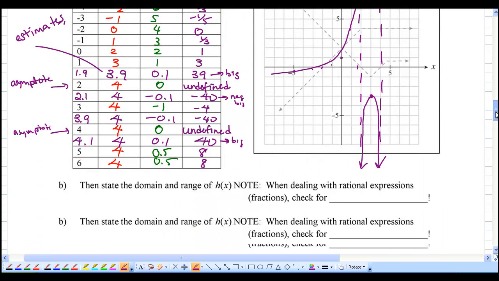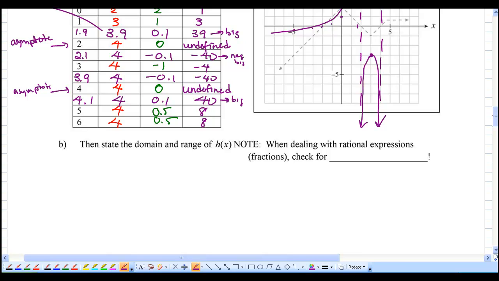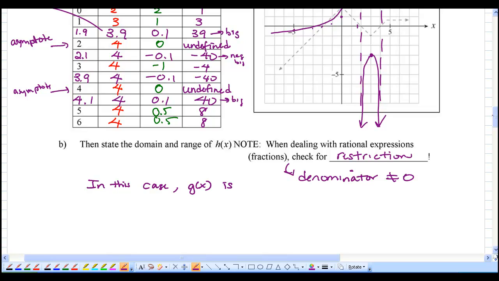Draw those in. And by the way, part B says state the domain and range, and I have a note here. Please don't forget when dealing with rational expressions or fractions, you've got to check for restrictions. And they occur, of course, from where the denominator really cannot be equal to 0. And in this case, since the denominator is the function g of x, g of x is the denominator. So we look for where g of x is equal to 0.